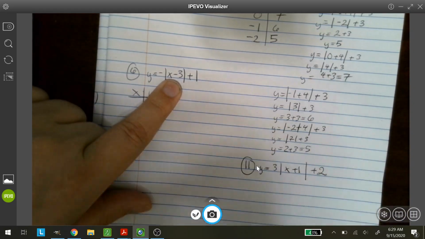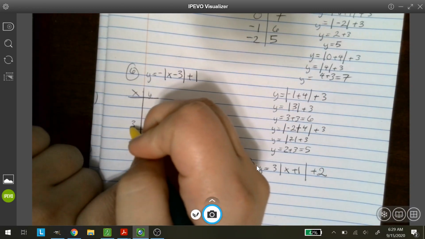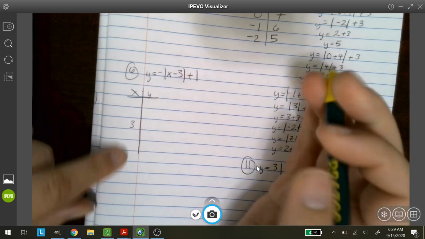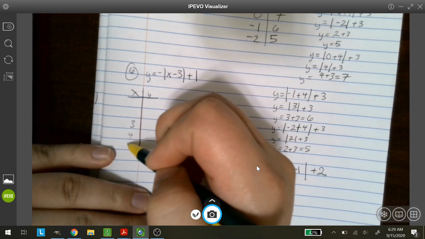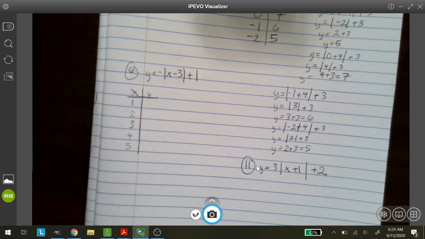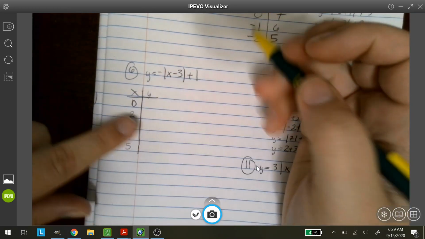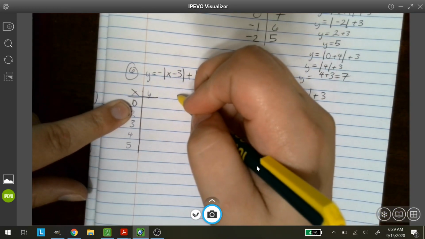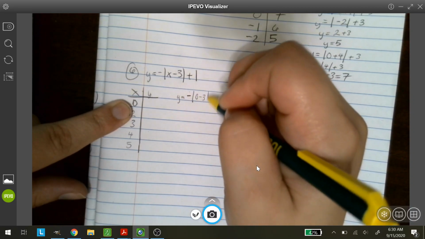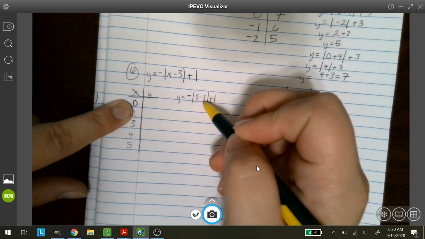So I want to know what's going to make this part 0. That's +3. I'm going to put that in the middle. I want to go a little bit above and a little bit below, and that's it. So 3, 4, 5, 2, 1. Let's go 0, just for the heck of it. Okay, pretty simple. Let's plop 0 in there. There's a negative on the outside. Well, this is just -3. 0 take away 3.